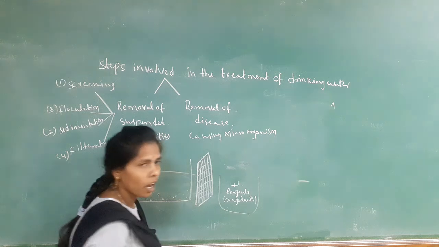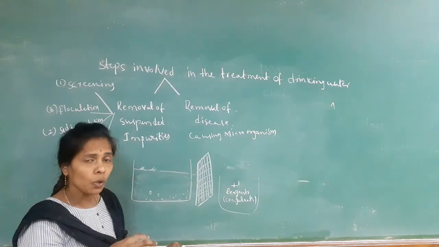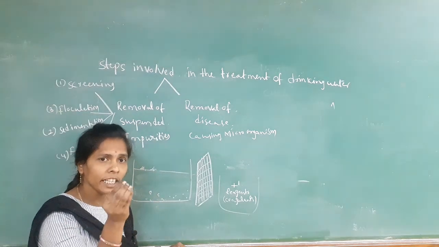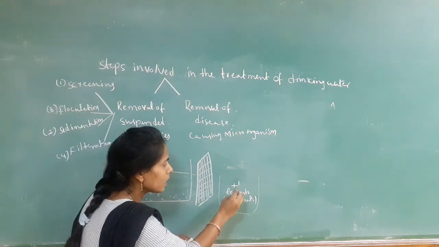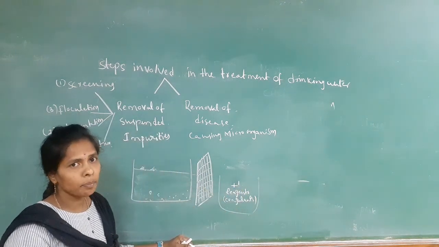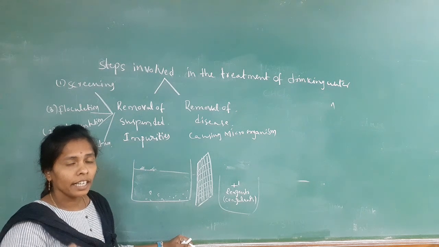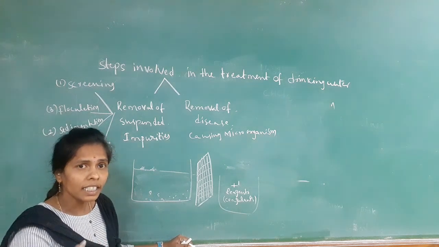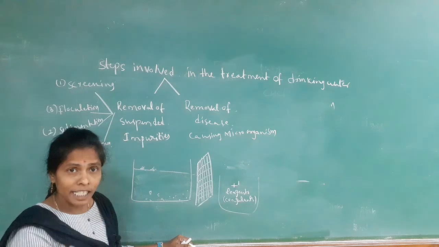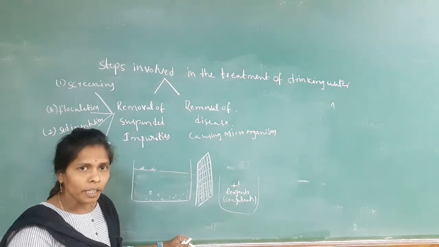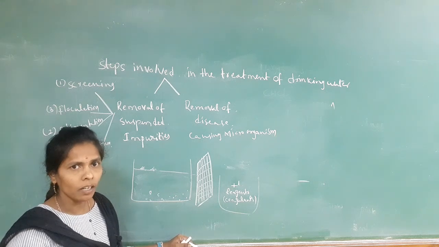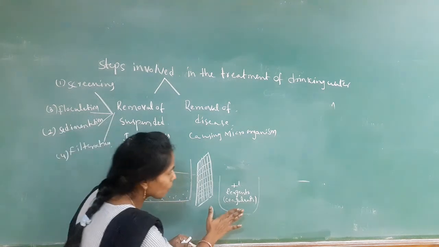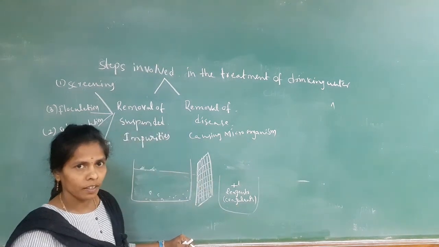By adding the coagulants, they react with the medium sized impurities in the water sample. When the coagulants react with the medium sized impurities, they form a large density precipitate. This precipitate looks like a powder. This powder settles down at the bottom of the container.